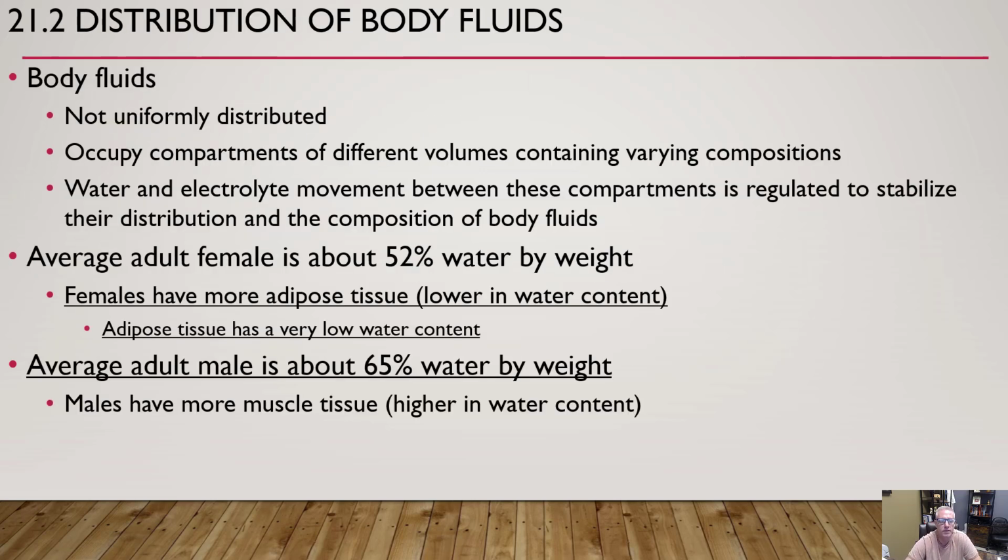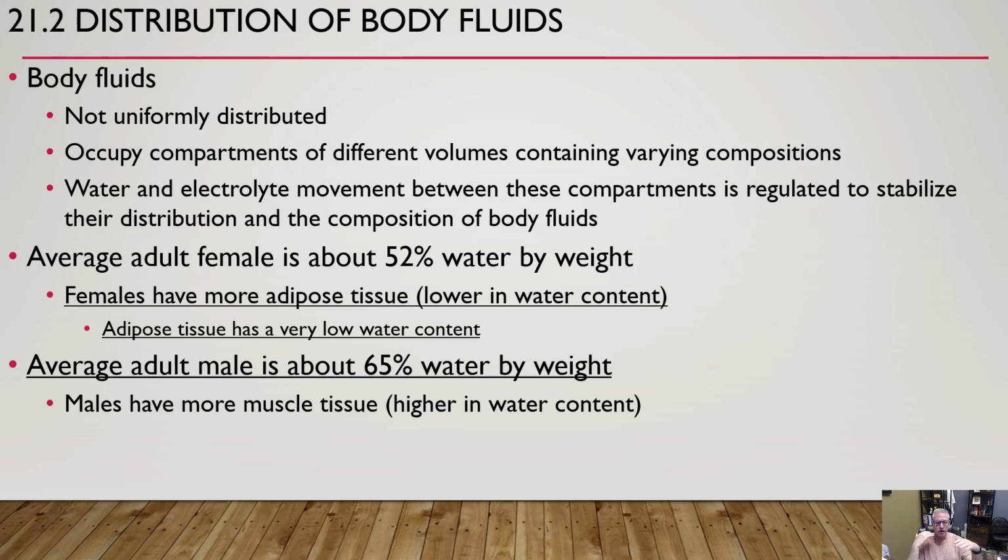All right, so with our body fluids, they're not going to be uniformly distributed. We do have different compartments of body fluids, and they do have different compositions. We'll talk about the different compositions in the next slide, but we do know that water and electrolytes can move between those two compartments just to keep everything stabilized and homeostatic.